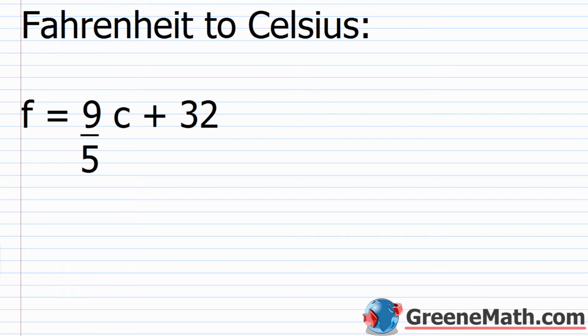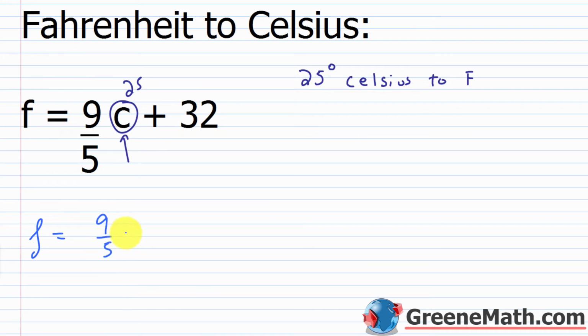So this is the formula. If I give you a temperature in Celsius, you plug it in, you multiply it by 9/5, you add 32, you get a temperature in Fahrenheit. So we can try this out. Let's say I wanted to convert 25 degrees Celsius to F. So what would I do? I'd plug in a 25 here. Plug in a 25 here. So my Fahrenheit is going to be equal to, we'd have 9/5 times 25 plus 32.